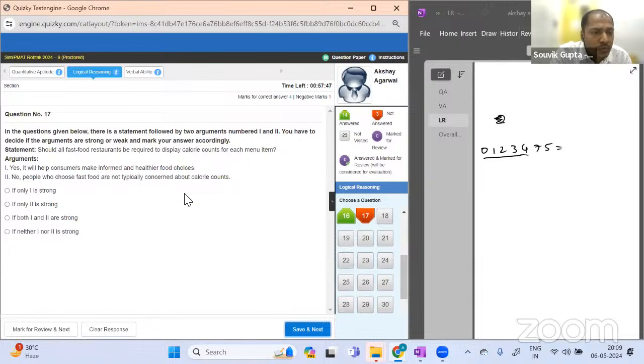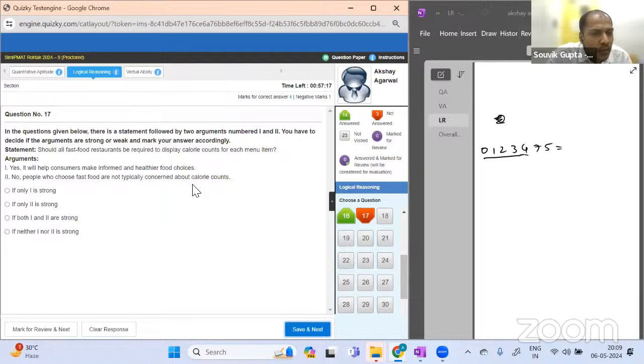People who choose fast food are not typically concerned about the calorie counts. Should all require to display calorie counts? So why would they be required to display? So that people are more informed, they know what they are missing.